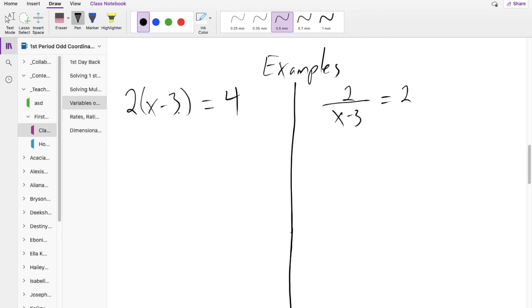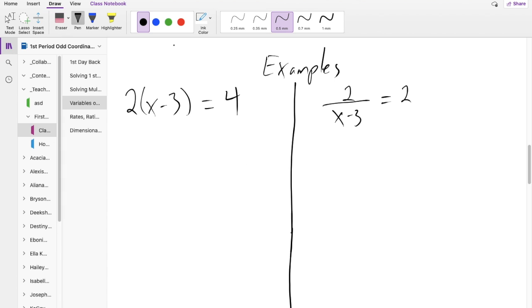All right, in this video we are going to be talking about distribution as well as whether or not we should distribute when solving. So looking at this first problem, we have 2 times the quantity x minus 3, so we have parentheses around that x minus 3, and that equals 4. So one way of solving is that we could do what's called distribution.